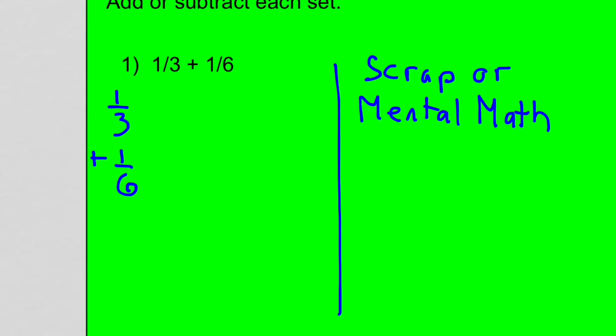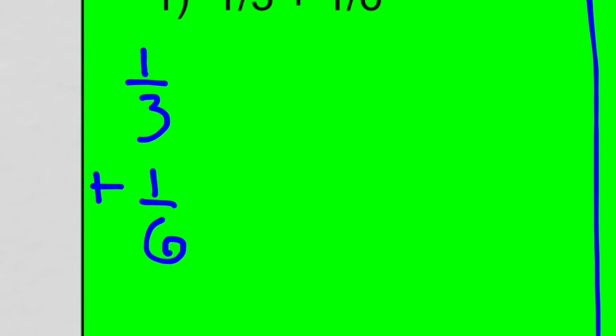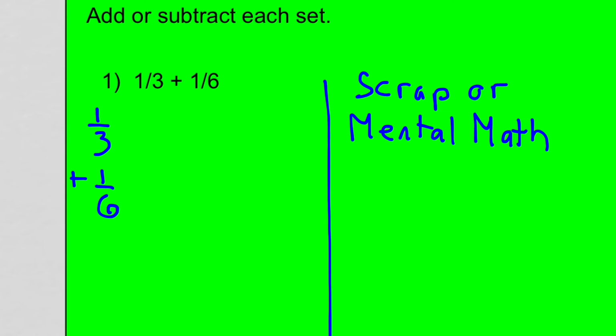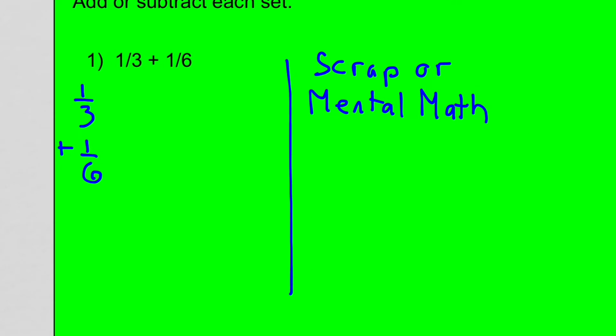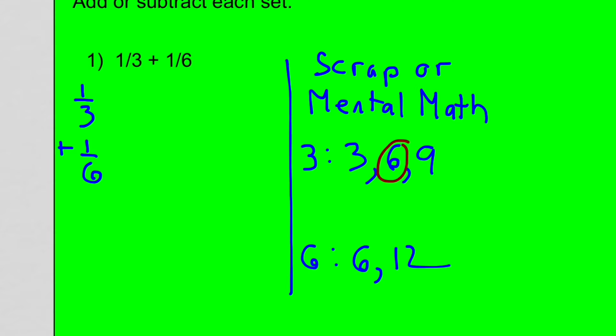Since the denominators are not the same, the denominators are 3 and 6, we want to find the lowest common denominator of 3 and 6. We'll do that in the scrap or mental math area, because some kids might just do it by mental math. So you skip count by 3s: 3, 6, 9, and skip count by 6s: 6, 12. The first one you have in common is the lowest common denominator. So we're going to say that the LCD is 6. If you can do that work by mental math, that is great.